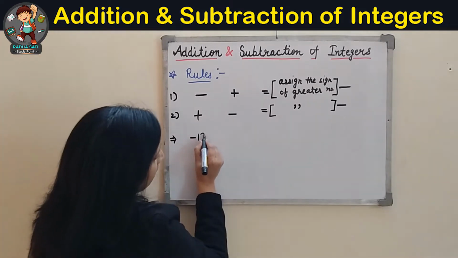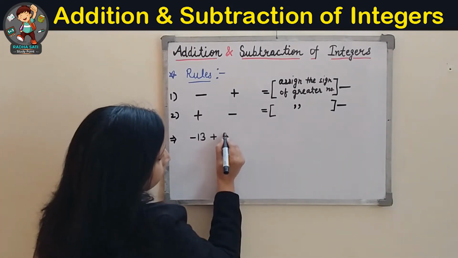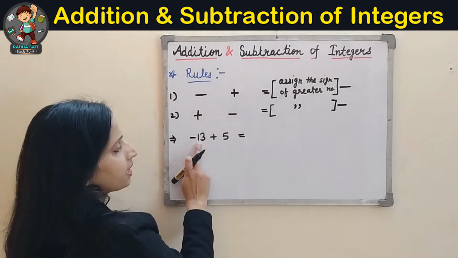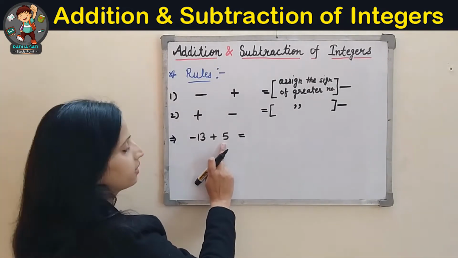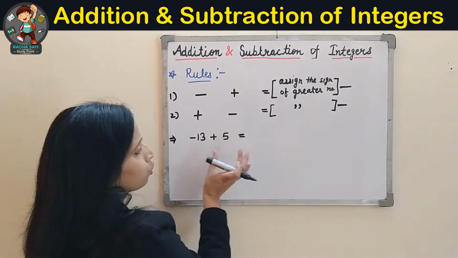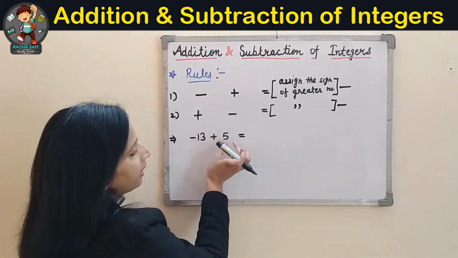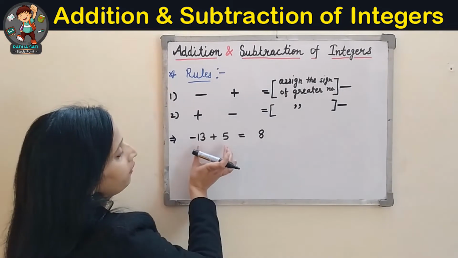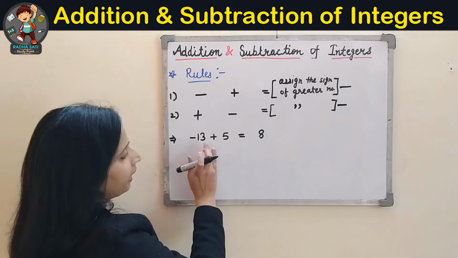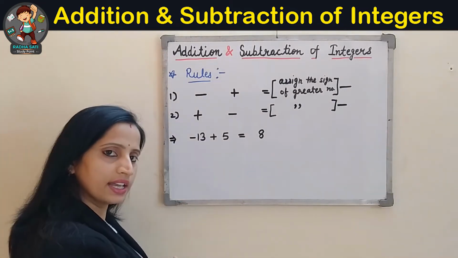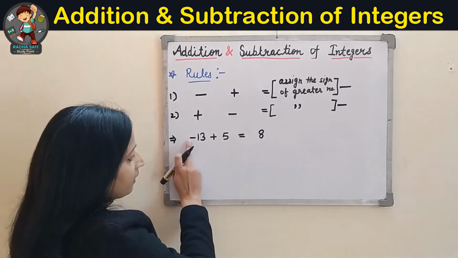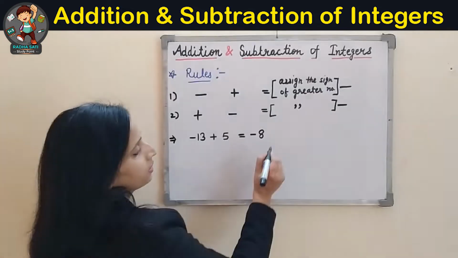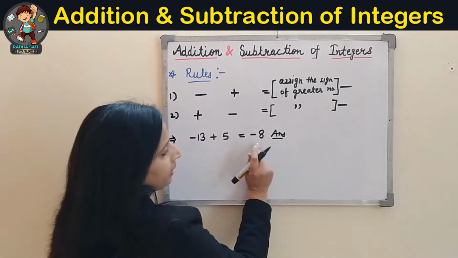If there is a question minus 13 plus 5. As per the rule, one integer is a negative integer, another integer is a positive integer. So, minus plus minus. First we will subtract. 13 minus 5, we will get 8. Now, we will check for the greater number. From 13 and 5, which one is greater? 13 is greater, and 13 is a negative integer. It is having a negative sign. So, we will put the sign of minus. Our answer will be minus 8.